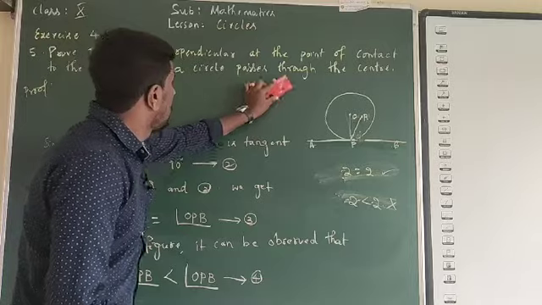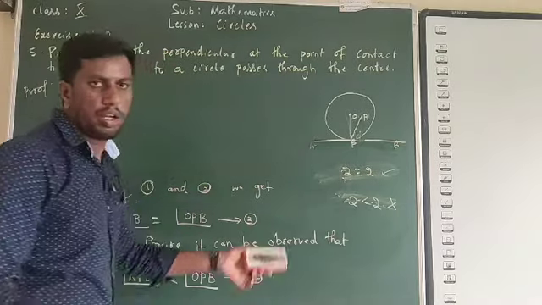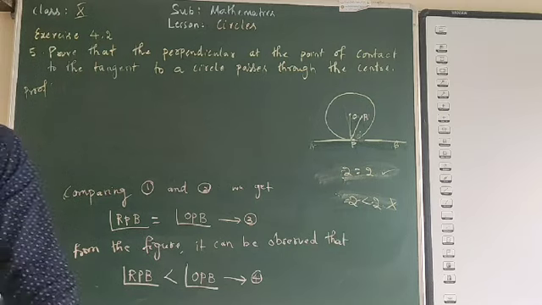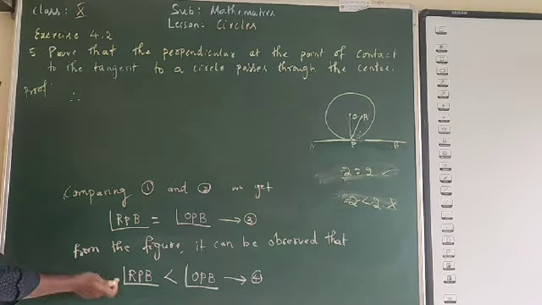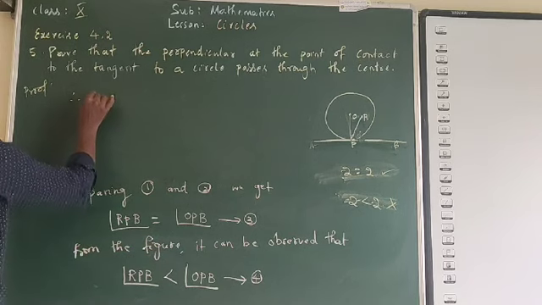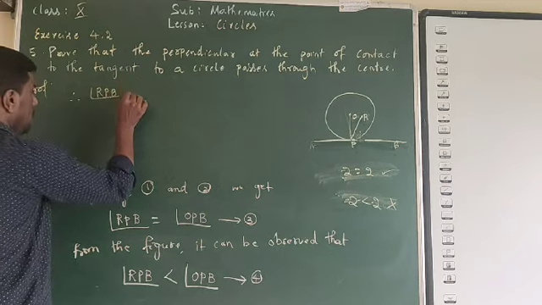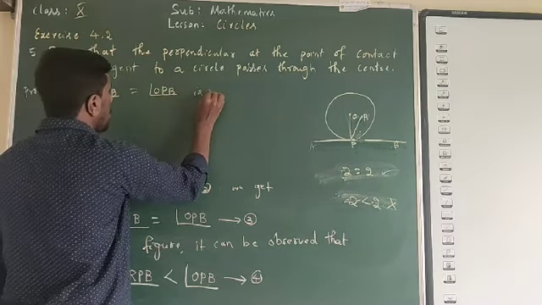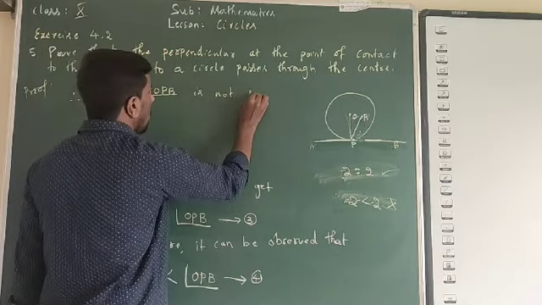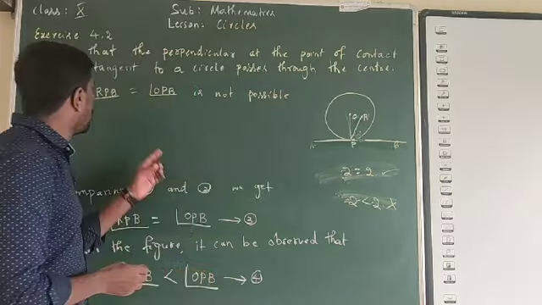This is a wrong assumption. This will conclude a wrong assumption. So which is the wrong assumption? Therefore, if this is true, then this is not possible. Angle RPB equal to OPB is not possible.